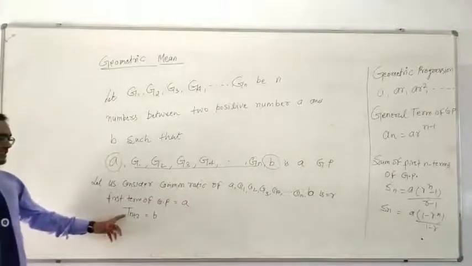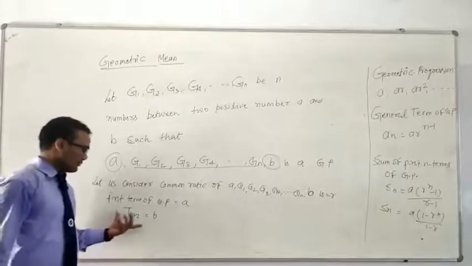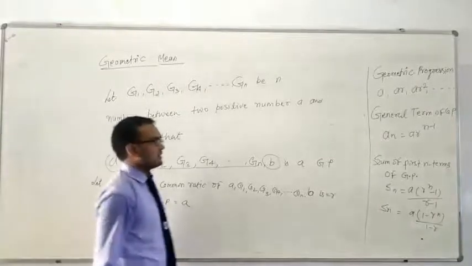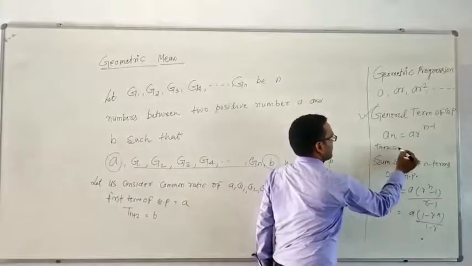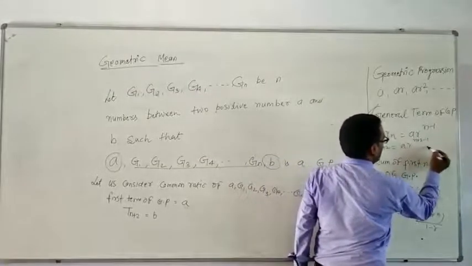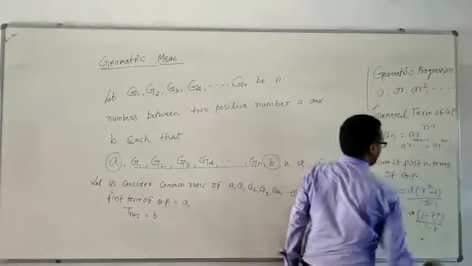We can find the value of Tn plus 2. That means we use the formula of the general term of the GP. Here Tn plus 2 equals A r to the power n plus 2 minus 1. This equals A r to the power n plus 1.